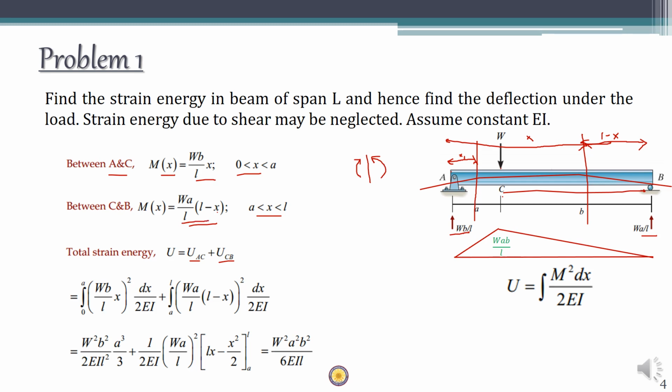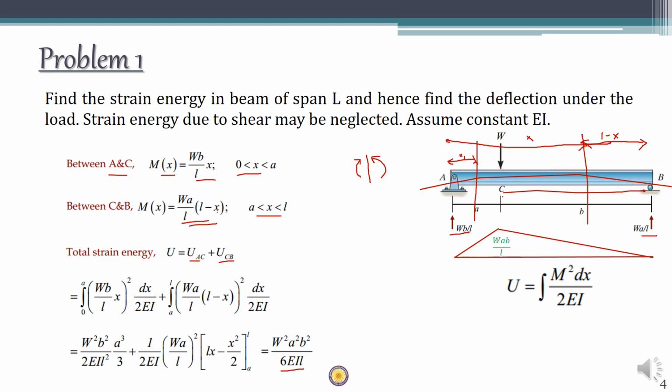Okay, so M square, find the square of this, multiplied by dx divided by 2EI, and the integration is X varying from A to L, so integration from A to L. So solving and substituting, finally we have the expression for total strain energy as W square A square B square divided by 6EIL. Okay, so this is the total strain energy of the beam. Clear?